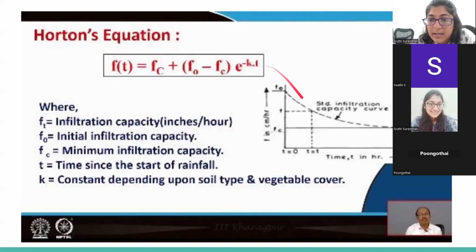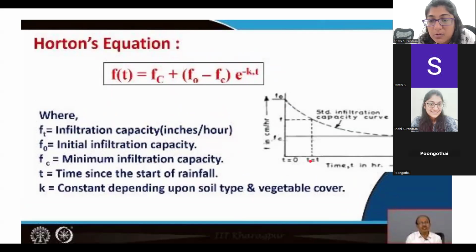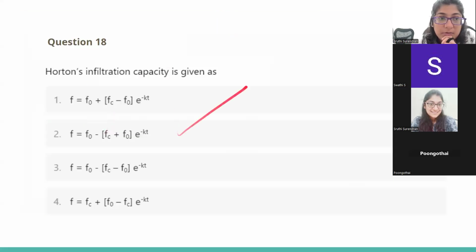So if you see this curve, if you need to find out the infiltration capacity at a particular time t, then if we know the initial infiltration rate, minimum infiltration capacity, and the initial infiltration capacity, we can find out what is the f of t. So this expression is given by Horton. So the correct answer for this question would be Fc plus F naught minus Fc e to the power minus kt, which is option 4.